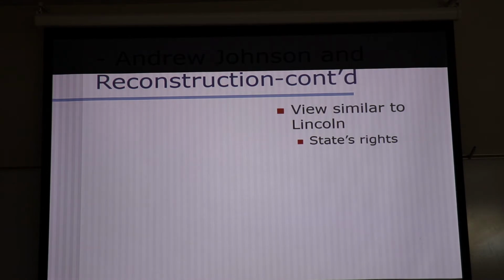Andrew Johnson and Reconstruction continued. Well, Andrew Johnson's views on Reconstruction were very similar to Abraham Lincoln's. And he was held by the Constitution. Basically, he was a firm believer in states' rights. Indeed, he thought that the states had never left the Union, so they never were really gone. So therefore, according to Andrew Johnson, Reconstruction was unnecessary. Or so he thought.